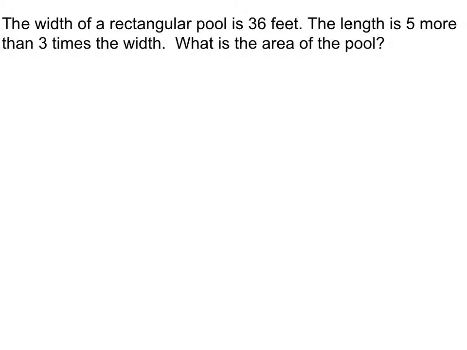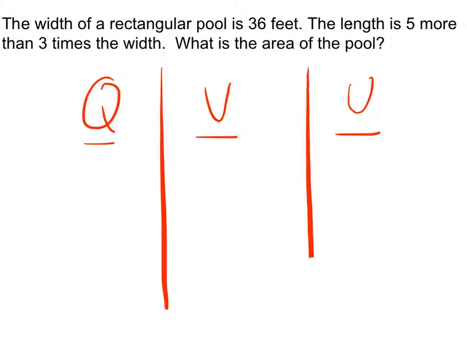So the first thing we're going to do according to the CAM method is fill out our QVU chart. And here's our chart. So the Q, remember, stands for quantities. The first thing we're going to do is find all our quantities in the problem. Now, a quantity is something that can be counted or measured.